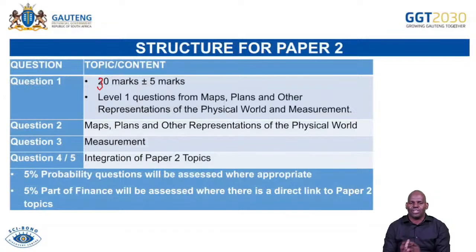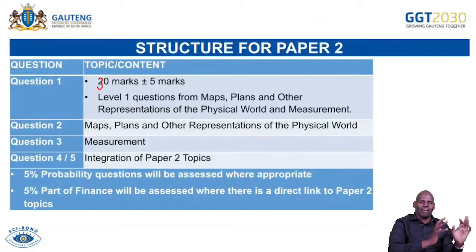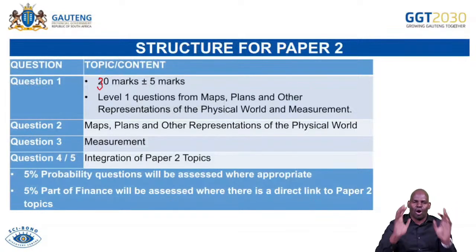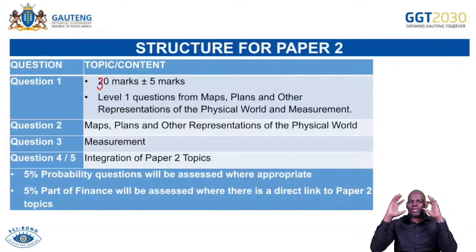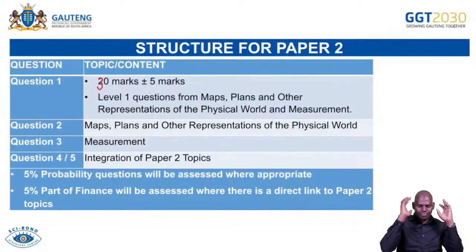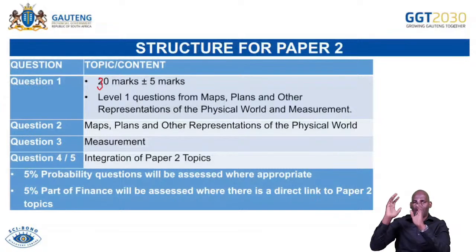If you find it very challenging, you will still get those questions that are very, very easy, regardless of the topic being very challenging. And then, of course, question 4, we're going to have a combination. In other words, you're going to get scenarios. If it's question 4, you're going to have a scenario where maps and plans and measurement are combined. The same thing with question 5, you're going to get scenarios where measurement together with maps and plans are combined.